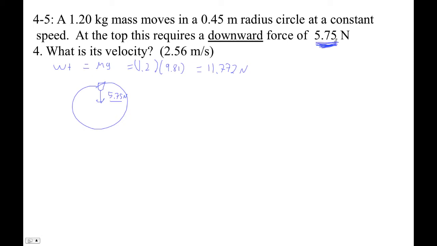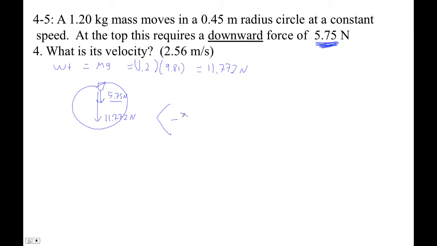Okay, so now we've got 5.75 newtons down. Why? Because it says that it's acting down. We've also got 11.772 newtons down. So now when we set up our little F equals ma, we can find what the acceleration is at this moment, which will be the centripetal acceleration. The magnitude of it will be, anyway.